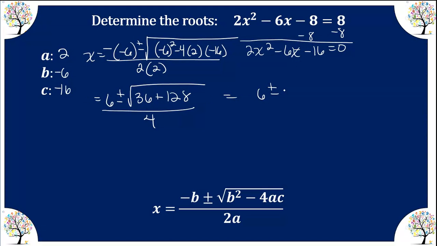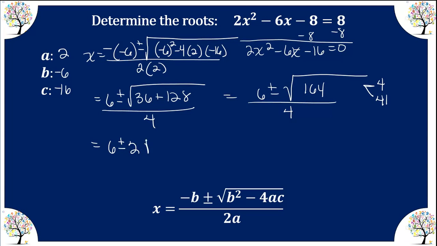6 plus or minus, we're going to have 164 over 4. Now 164 is not a perfect square. It's going to break down into 4 times 41. So that's going to be 2 root 41 over 4. Now we can leave it written like this because we're just going to have a radical solution, 2 of them, the plus and the minus.